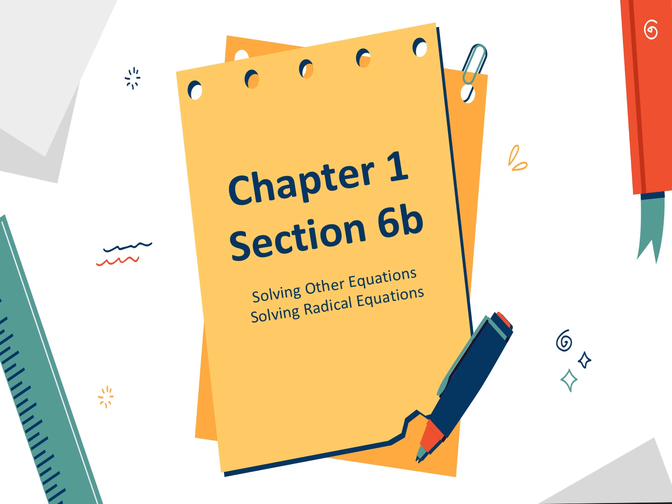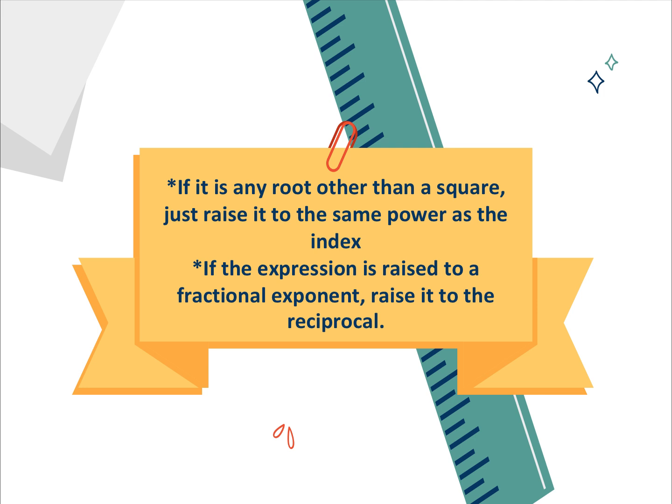Chapter 1, Section 6b. We're continuing solving equations with radicals. Every one of the radicals we did on Wednesday was all square roots. So this is the exact same thing we've been doing, but now it's going to be different roots. Third root, fourth root, something like that.